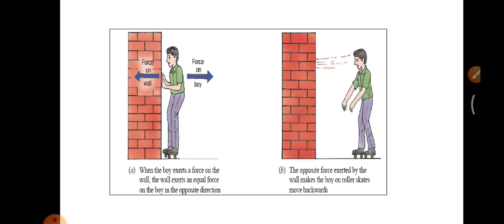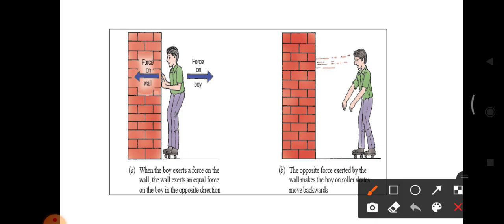So when the boy, see here the boy is wearing roller skates, and when the boy exerts force on the wall, the wall also exerts an equal force on the boy in the opposite direction. The opposite force exerted by the wall makes the boy on the roller skates move backward.